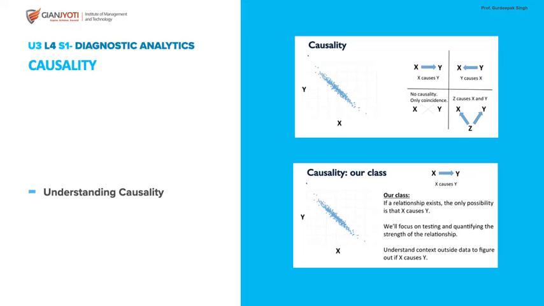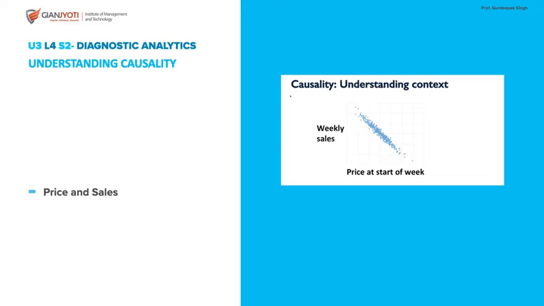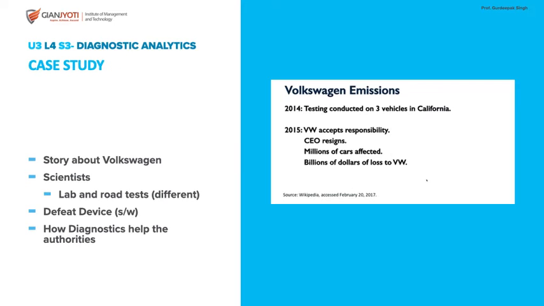You need to understand the context outside data to figure out if x causes y. For example, if I talk about price and sales, as we have seen, there are a lot of factors. But if I talk of elasticity of price, so how elastic is the demand when we talk about the price, you need to look at the weekly sales. As the price goes up, at the start of every week, the sales goes down. So in what context you want to use the causality is very important.